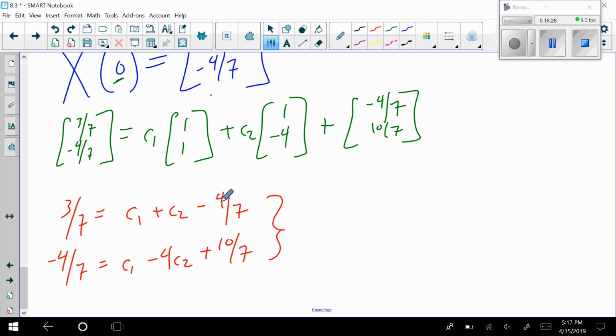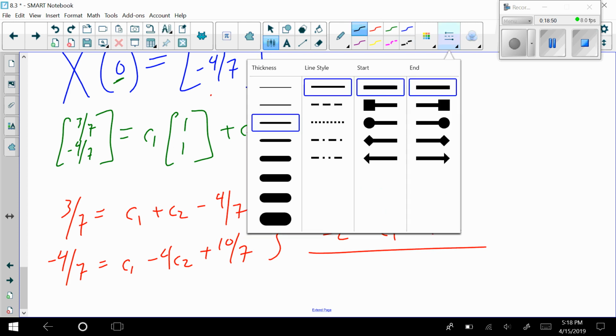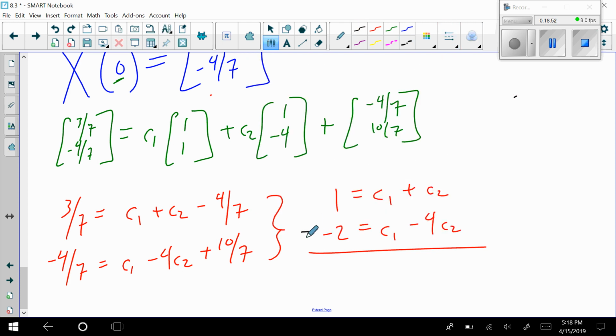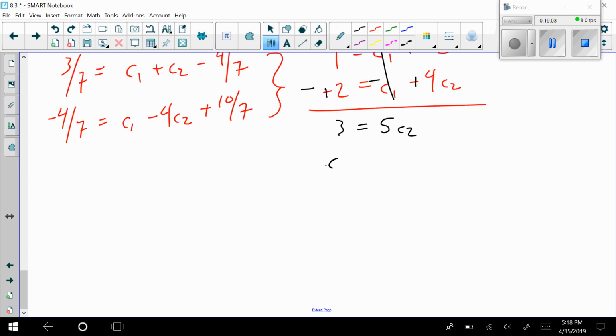Simplifying these down, well, if I subtract the 4 sevenths over, that would be 7 sevenths, so that's just a 1 equals c sub 1 plus c sub 2. Here, doing the same thing, subtracting that over, I'd be negative 14 sevenths, which is negative 2, equals c sub 1 minus 4c sub 2. Oh, I see these already. I can subtract them, right, which will make this a plus, a negative plus, which is 3 here. These cancel. That's a 5c sub 2, which gives me a c sub 2 of 3/5.